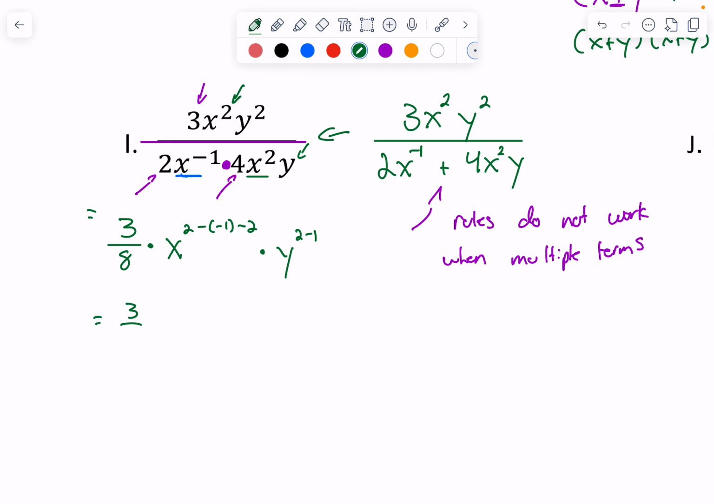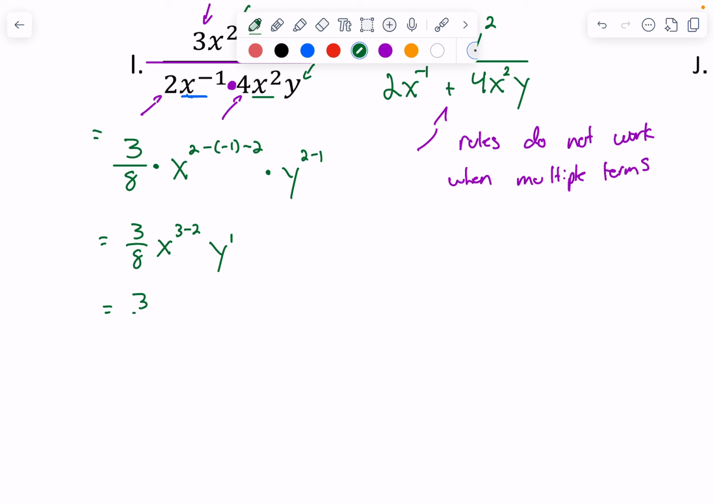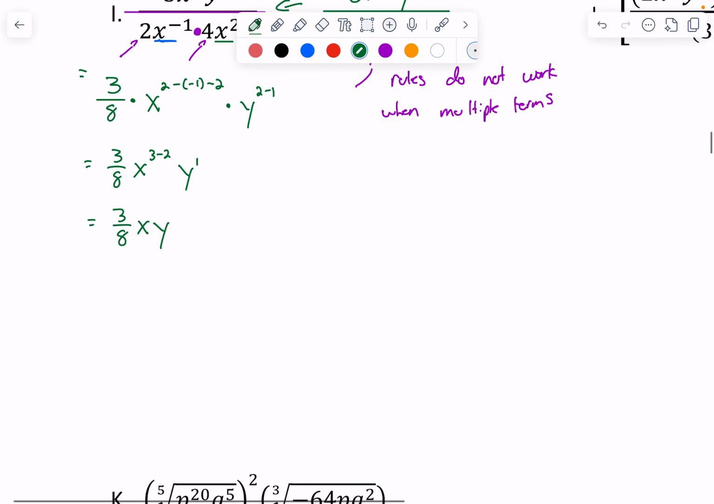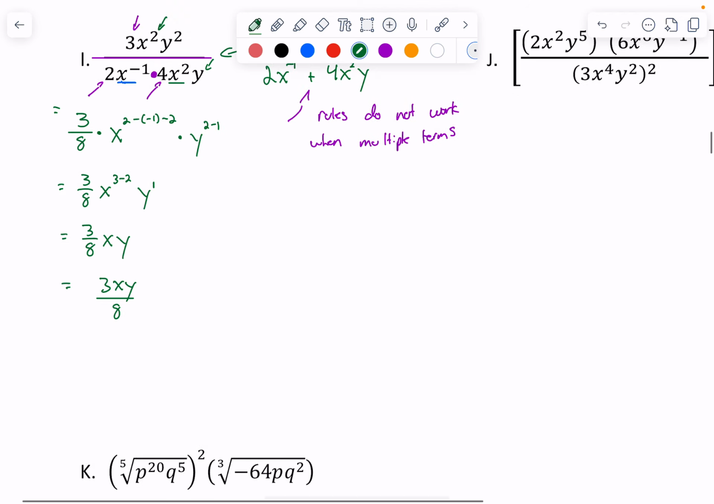That's 3/8 x. Well, 2 take away negative 1 is the same as 2 plus 1, so that's 3, minus 2. So I'll write this out. 3 minus 2 times y to the 1 essentially. So 3/8 x y. And whether you leave this fraction like this, you can also write it like this: 3xy over 8. Both are equivalent. I don't have any preference on which way you do it.